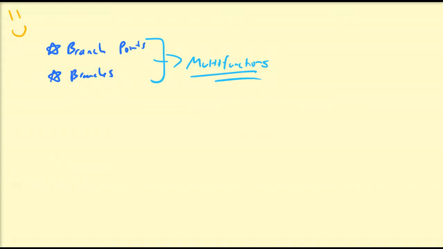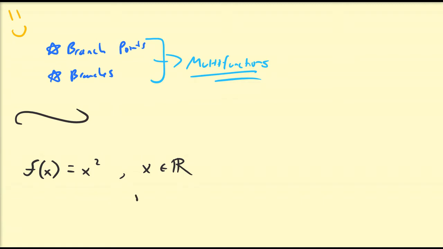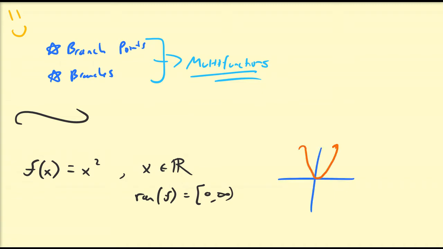Alright, so to begin this discussion of multifunctions, branch points, and branches, I'm just going to introduce a function that I guarantee you're probably already familiar with at that stage. And that's the function f of x is equal to x squared, where we're assuming that the domain of this function is the set of real numbers. And of course we know that the range of this particular function is the interval 0 to infinity. You also probably know the graph of this function. It should be an upwards facing u, assuming that we're taking the horizontal axis as x, and this is y, and of course we're defining this graph as f.